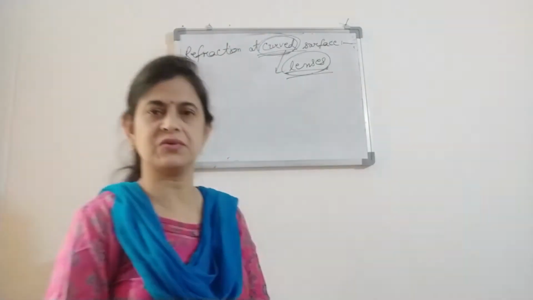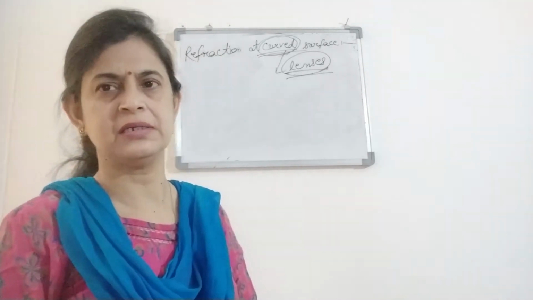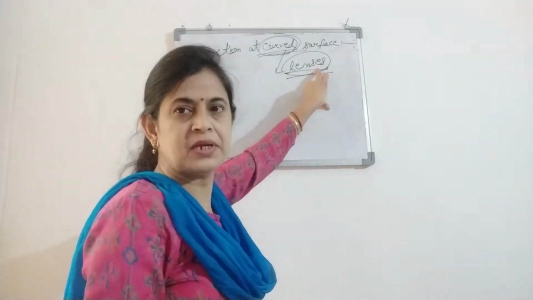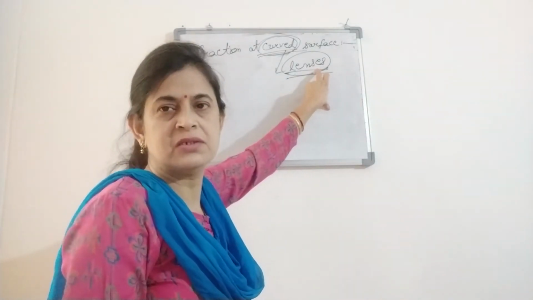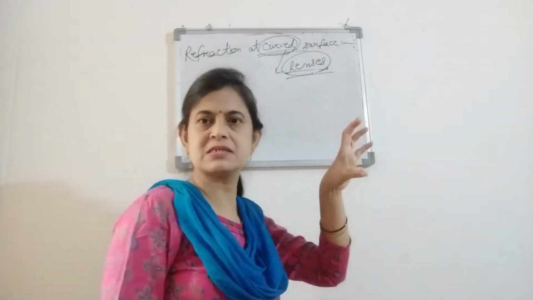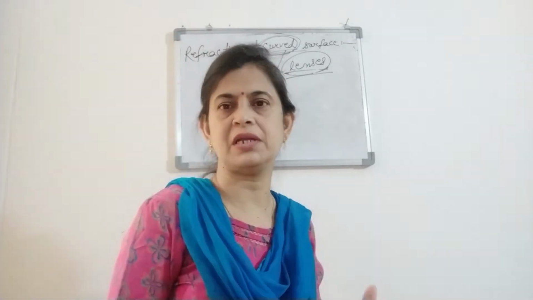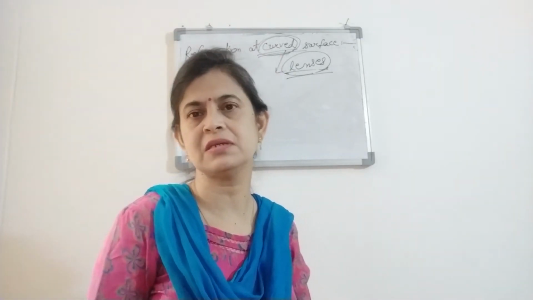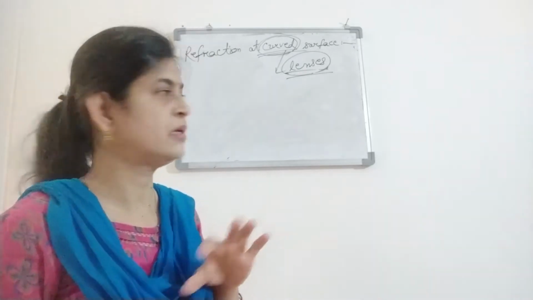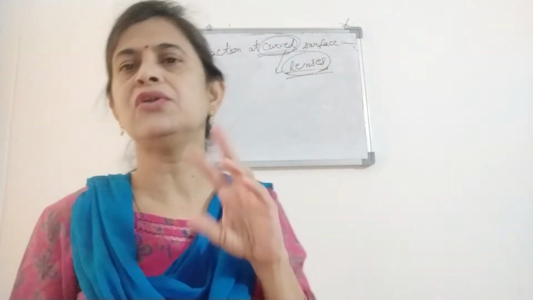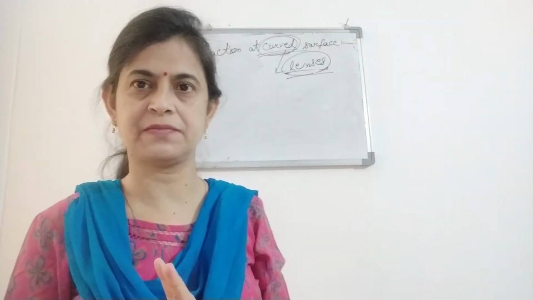In your spectacles, telescope, microscope and camera, we all use different types of lenses. So what is a lens? A lens is an optical instrument or an optical device bounded by a transparent medium, and it contains two refracting surfaces.